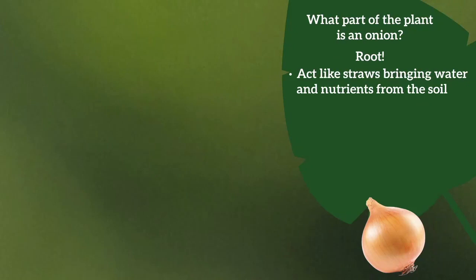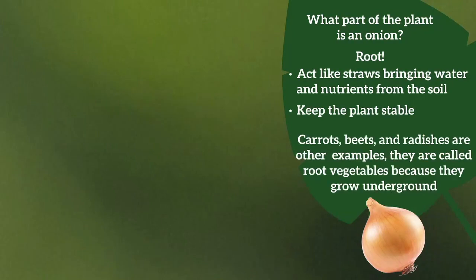The root acts like straws, bringing water and nutrients from the soil. They keep the plant stable. Carrots, beets, and radishes are other examples. They are called root vegetables because they grow underground. Great job.